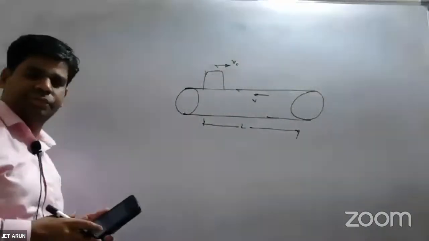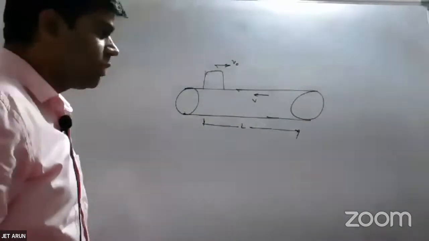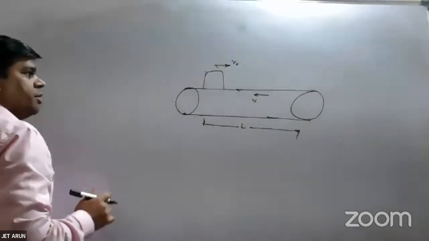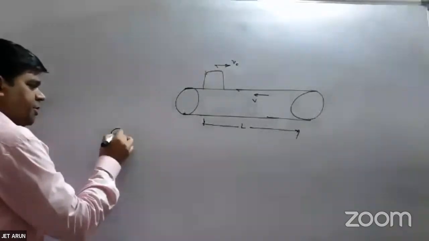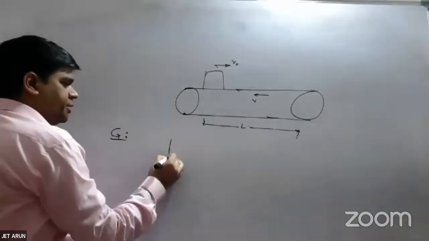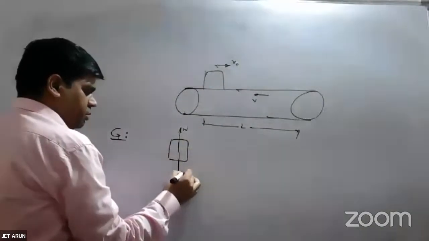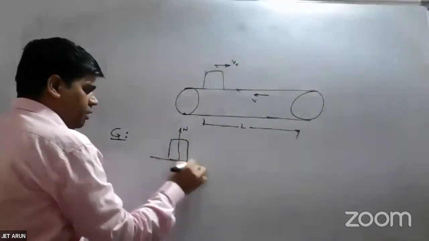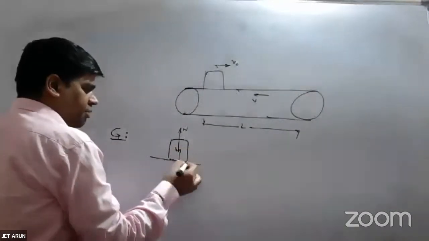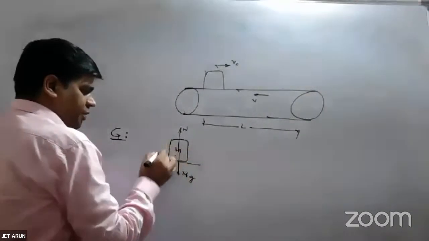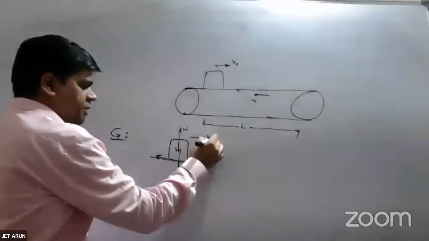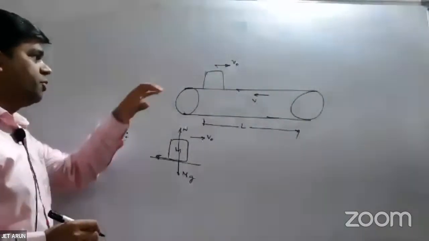So I'll start with the reference frame. I'll choose the reference frame ground. So with respect to ground, my FBD is normal reaction, mg. The mass is m. Friction is towards left. Why is it towards left? Because kinetic friction is opposite to the motion of the block.